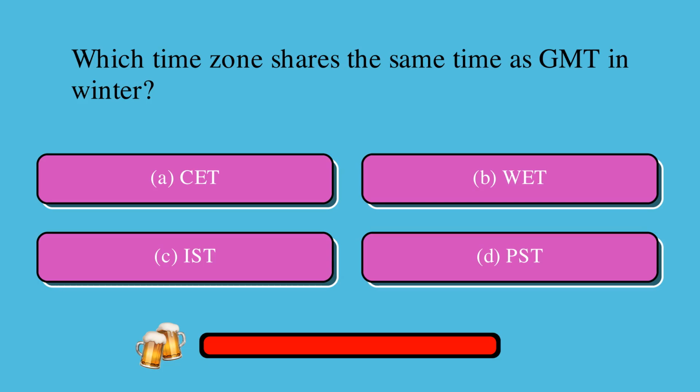Which time zone shares the same time as GMT in winter? Is it A, C, B, BET, C, or D, PST? The correct answer is WET.